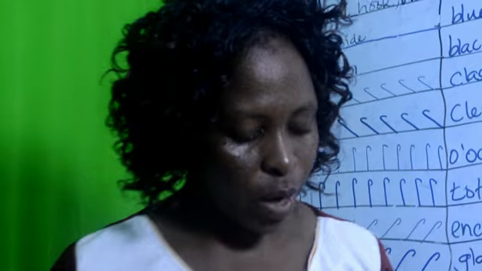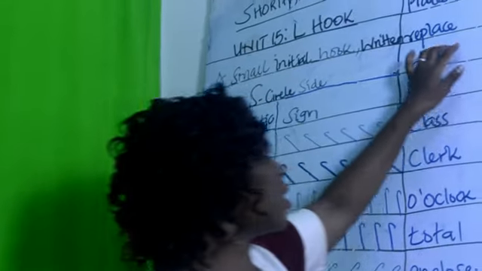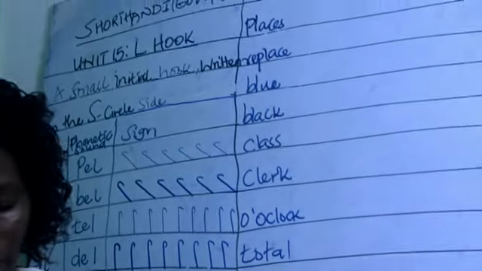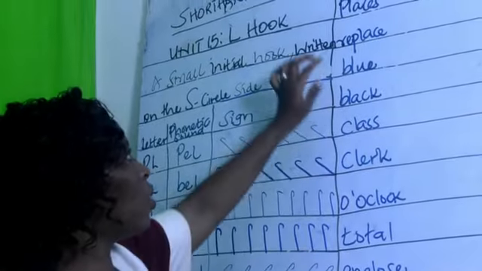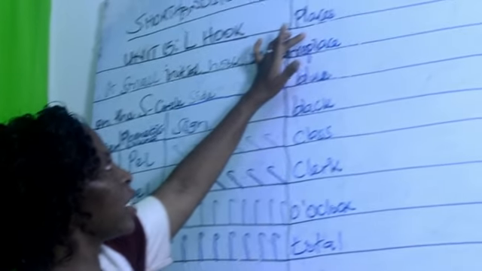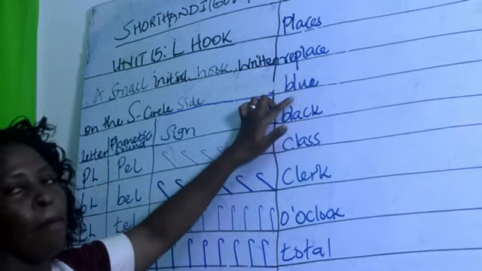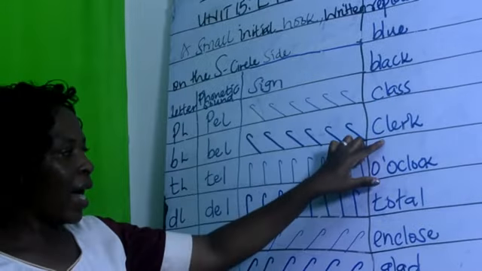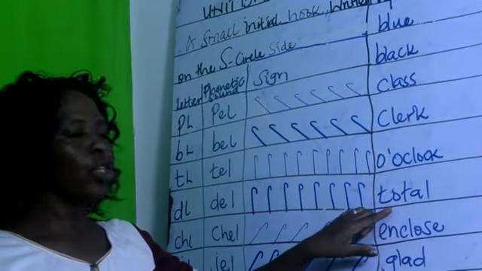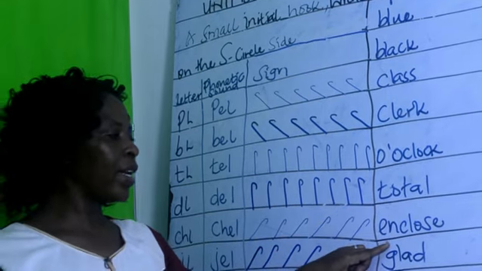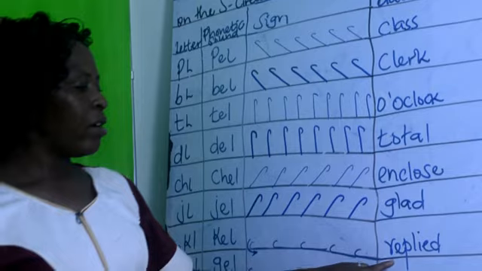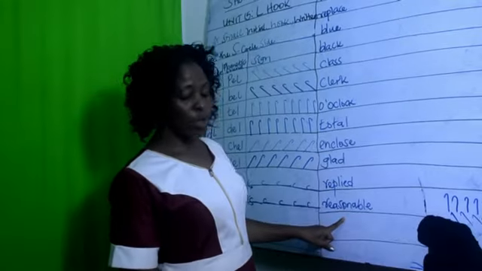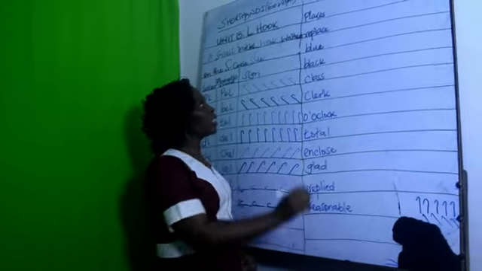And then here we have examples of words that are drilled using the L hook. This is how we apply the L hook on these words. We have the words: place, replace, blue, black, class, clock, o'clock, total, enclose, glance, replied, reasonable. So we are going to practice together now, drilling these words.